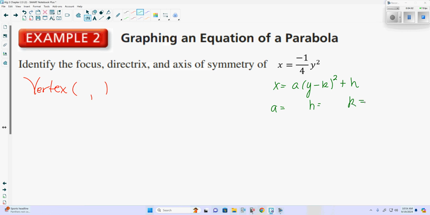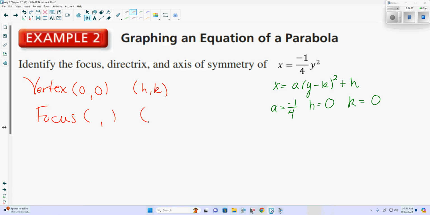And what we started off with yesterday was we found a, h, and k. Now a, in our case, is what? Negative 1/4. And we can use that to find p. What's the value of h? 0. There's nothing there. It's 0. k is also 0. It didn't ask for the vertex, but our vertex in the general form is h comma k. So it would be 0 comma 0.